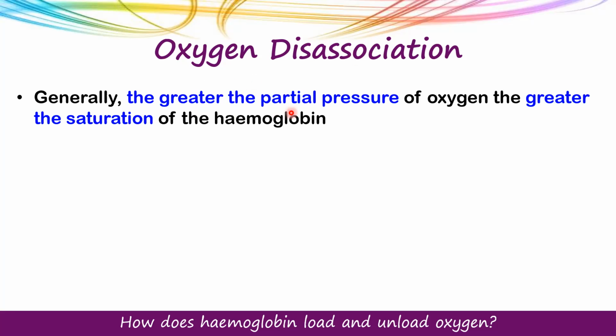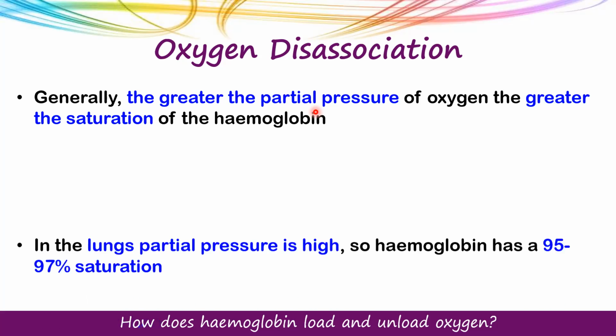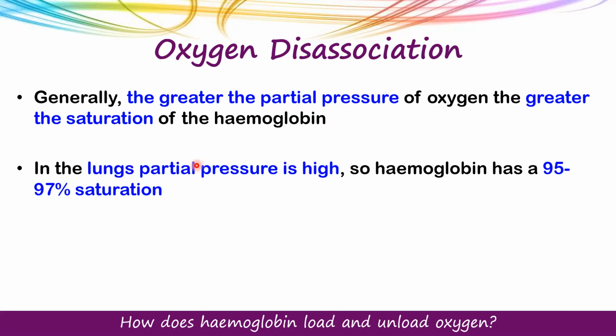Generally, the greater the partial pressure of oxygen, the greater the saturation of hemoglobin, right? Since we just discussed that hemoglobin has this affinity, this liking for oxygen, wherever there is more concentration of oxygen, the hemoglobin will be more saturated by it. More oxygen will be attached to it. In the lungs, the partial pressure is high, which definitely makes sense, so hemoglobin has a 95 to 97% saturation there, right?